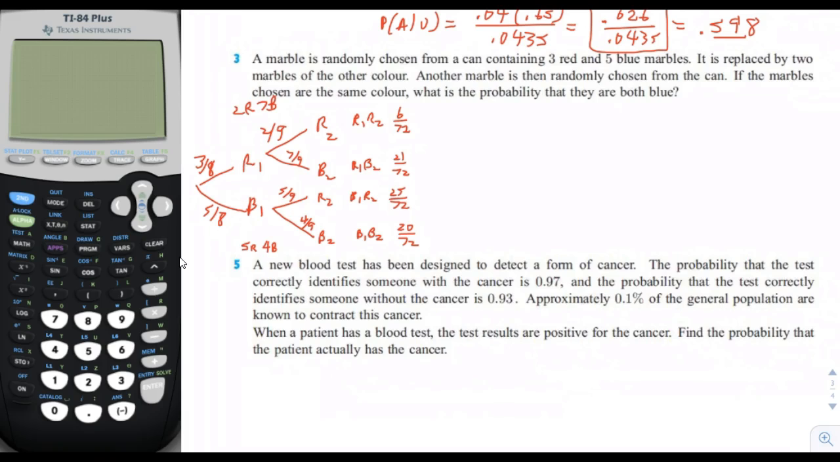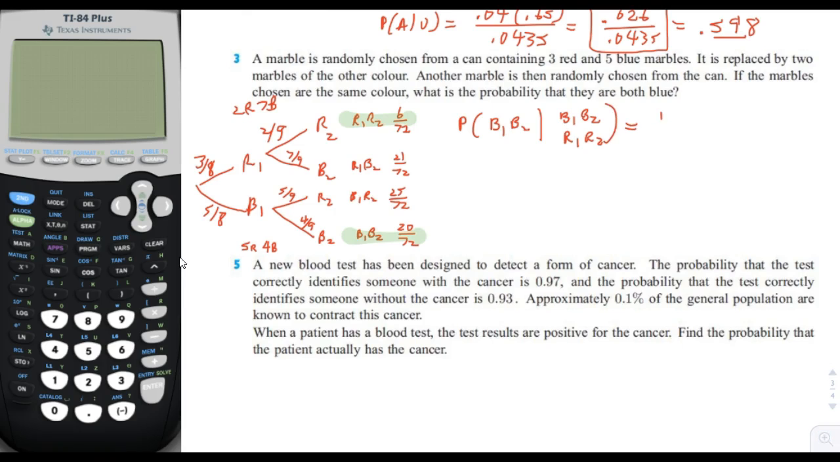So if the marbles chosen are the same color, what is the probability that they are both blue? Well, if they're both the same color, that would be this outcome and this outcome. So given that they're the same color, what's the probability that they are both blue given that they're the same color? So that would be B1, B2 or R1, R2.